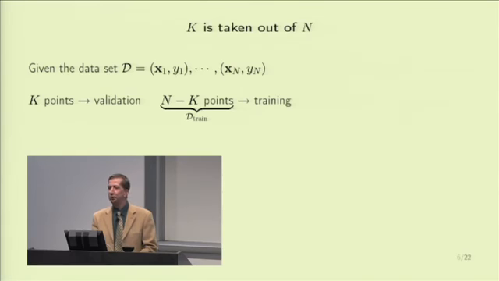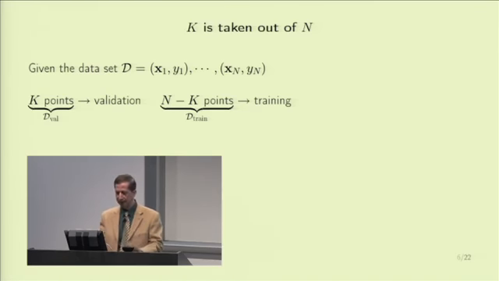The ones I left for training, I'm going to call D sub train. I didn't have to use that when I didn't have validation, because capital script D all went to training, so I didn't need the distinction. Now, because I have two utilities, I'm going to take the points that go into training and call that subset D sub train, and the points I set aside for validation I'm going to call D sub val. The union of them is D. Okay, so that's the setup.